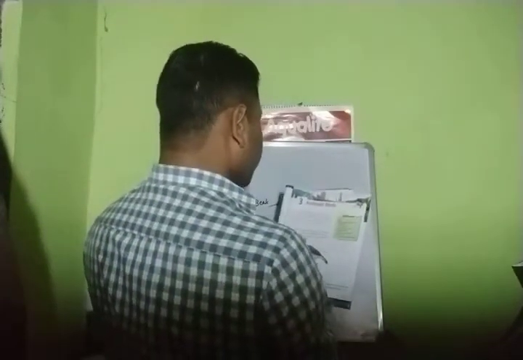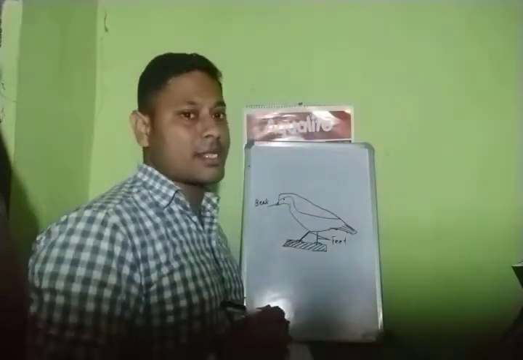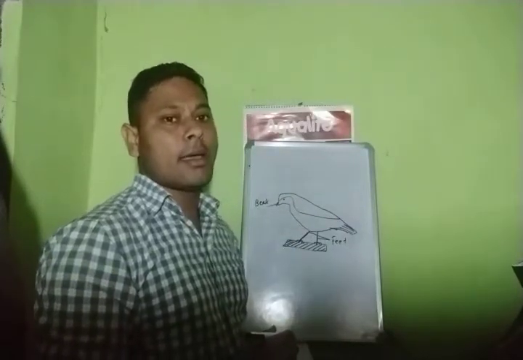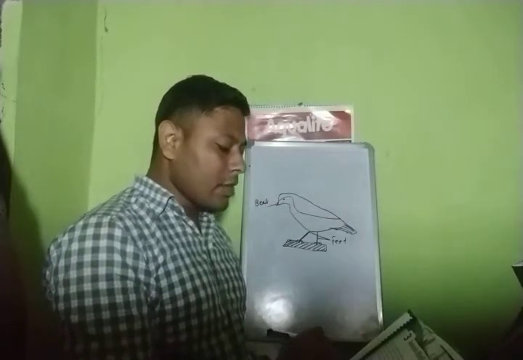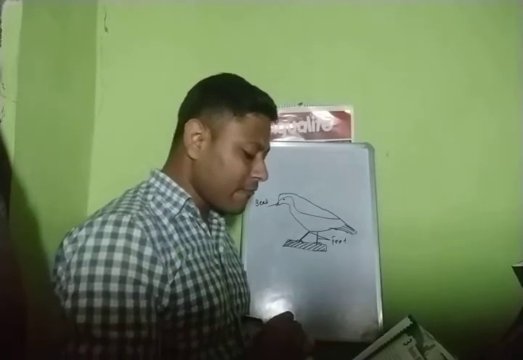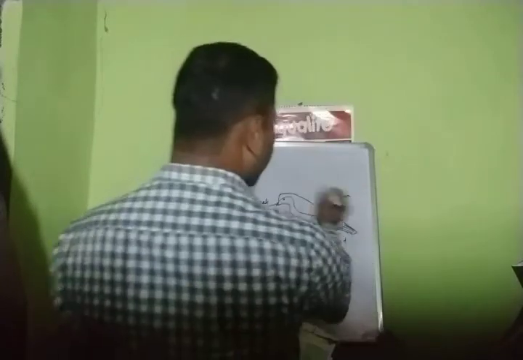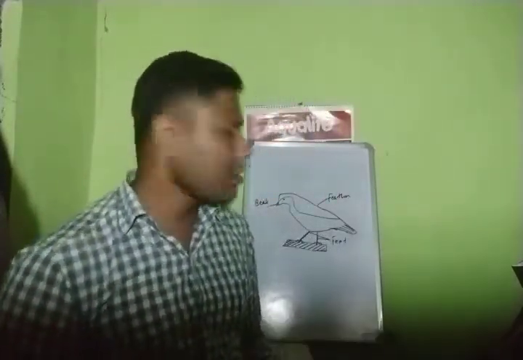Then, birds do not have teeth. Birds don't have the teeth to chew or bite. It is their beak which helps them to chew and eat. And birds' body and wings are covered with different types of feathers. Now see, all this present on their body is known as what? Their feathers. The whole body of the bird is covered with feathers.